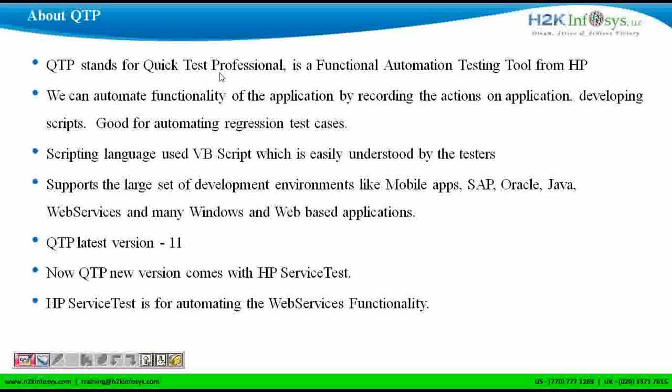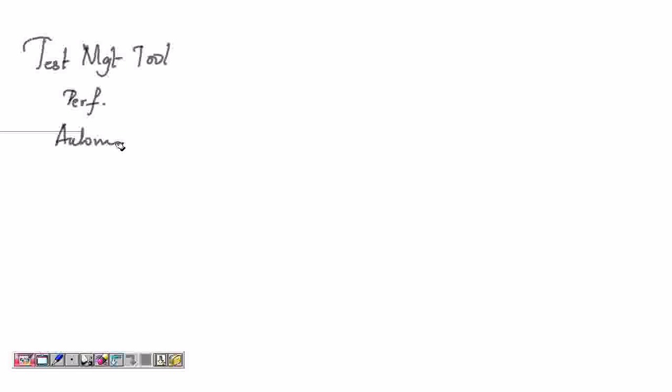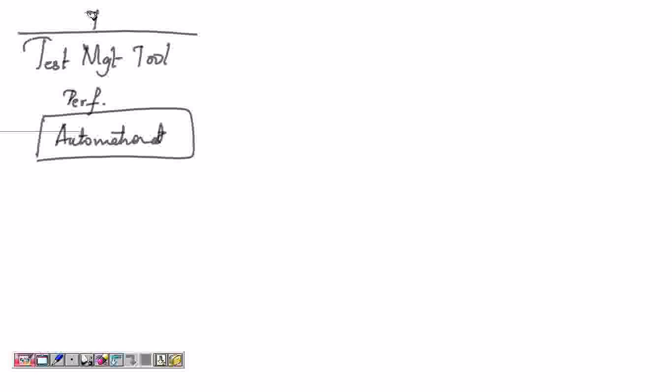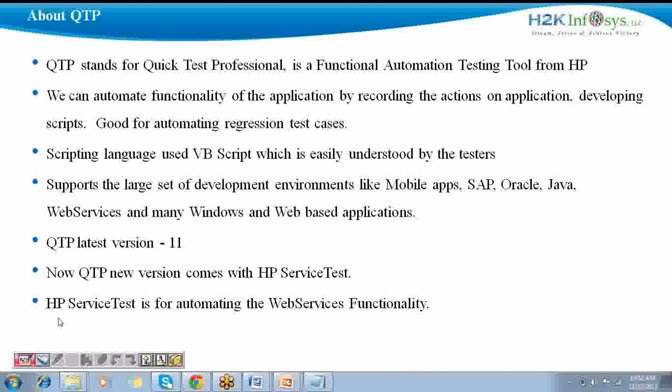QTP stands for Quick Test Professional, and it is called a functional automation testing tool. There are a lot of categories of tools first of all. We have the test management tools, and then we have the performance testing tools, we have the automation testing tools. So our QTP falls under the category of automation testing tools, which are some of the categories of tools available for the testing process. And QTP is going to test the features and the functionalities of the application, and that is why we call it the functional automation testing tool.